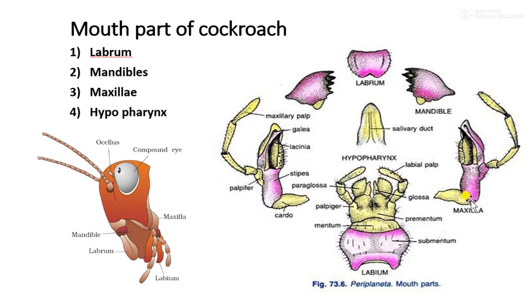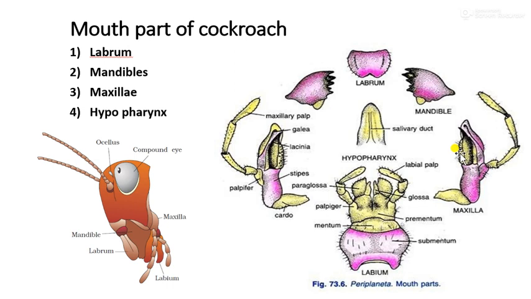From the inner side of the stipes arises a double outgrowth consisting of an outer hood-like galea and an inner lacinia, which is a flat, tapering lobe ending in two sharp claw-like projections. Its inner margin bears a stout bristle. Look at this stout bristle.